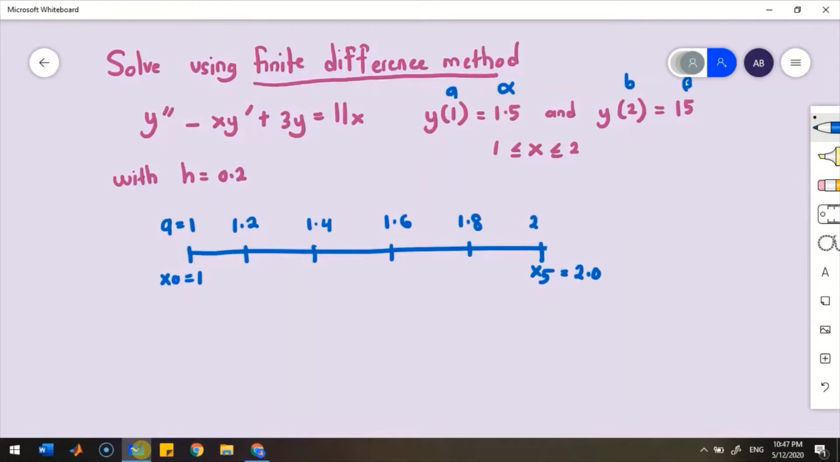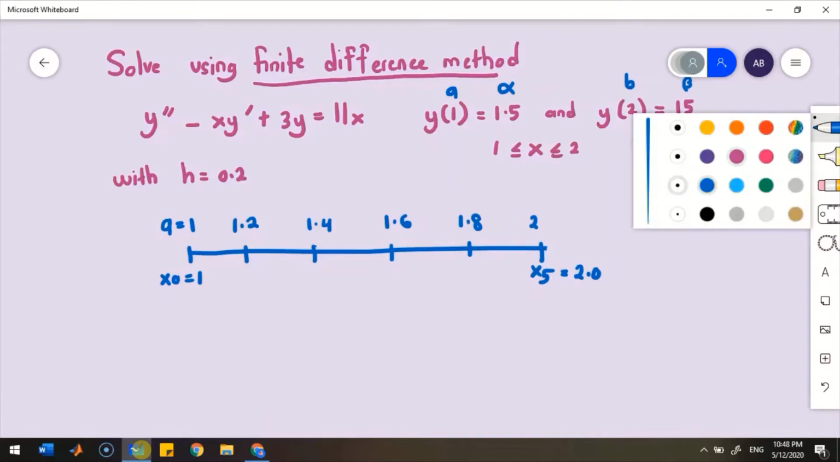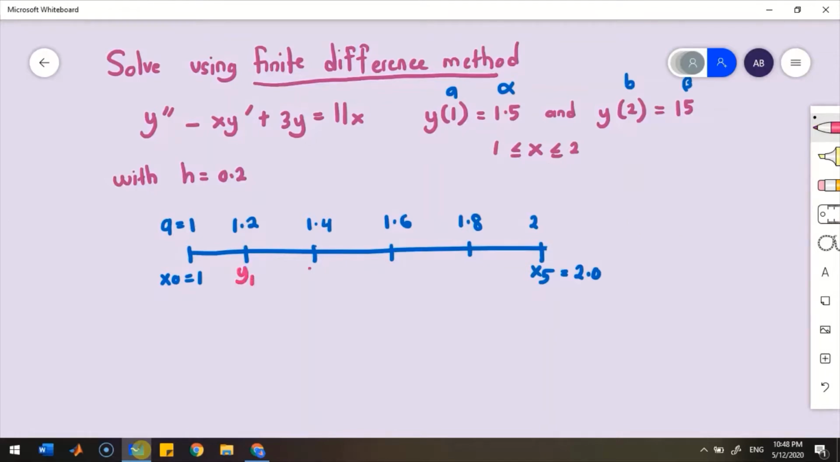So we have divided the interval into sub-intervals, for n equals 5 and length h equals 0.2. What we want to find are all these values: y1, y2, y3, y4. These are the unknowns. Then y5 equals 15, and at this point here, y0 equals 1.5.